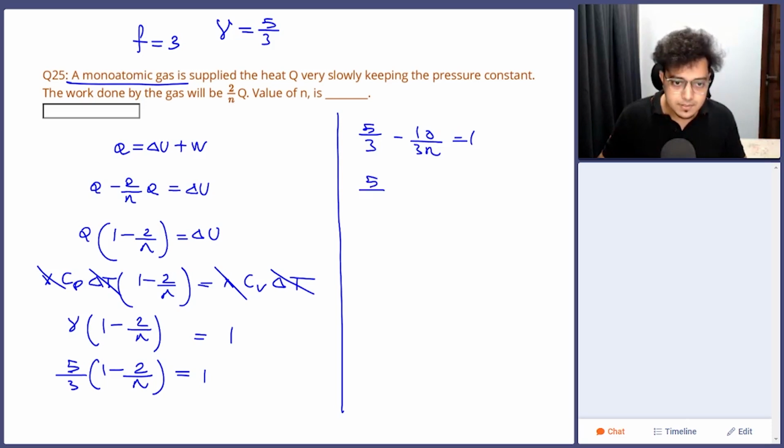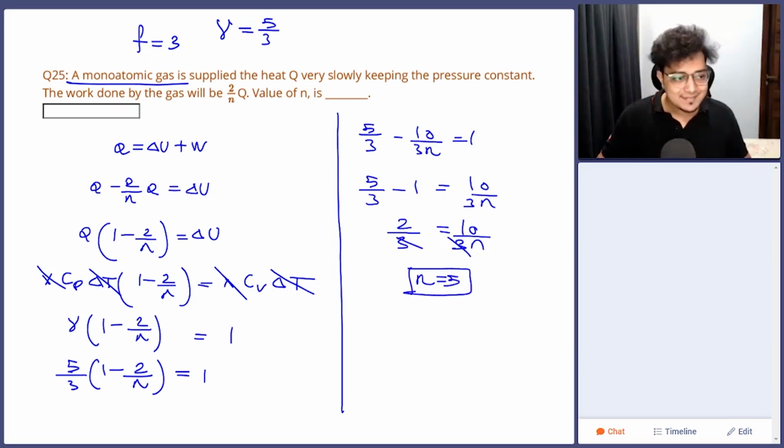Rearrange the terms. This will be 5 by 3 minus 1 equals 10 by 3N. Subtraction gives us 2 by 3 equals 10 by 3N. So 3 cancels, N will be 10 by 2. Answer is 5. Okay. Clear?